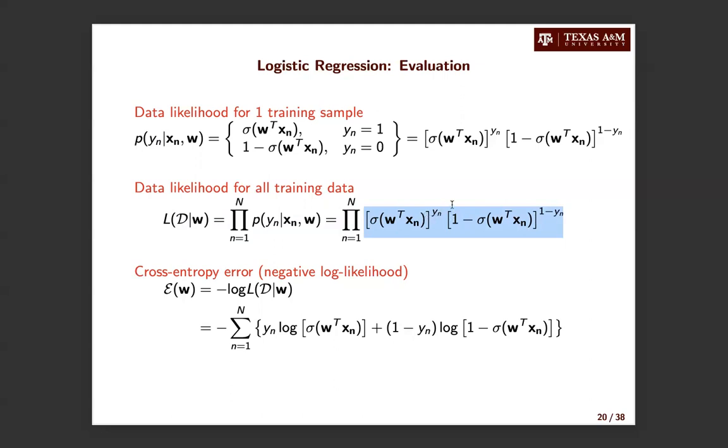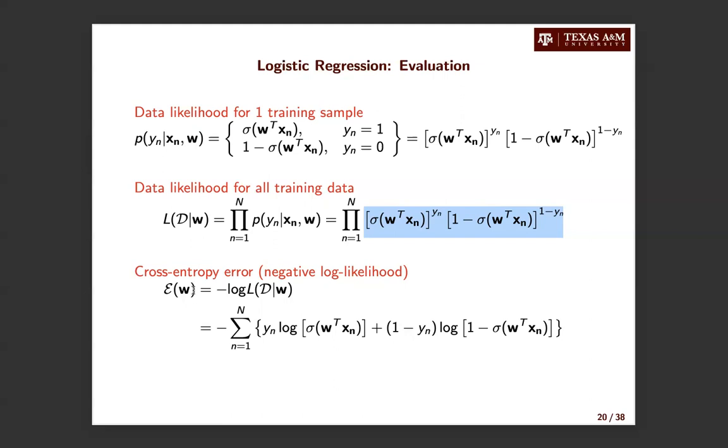Instead of trying to maximize this data likelihood, which computationally can be very expensive because we have these exponential terms here, what we can do is maximize the log likelihood or minimize the negative log likelihood. The negative log likelihood is referred to as cross-entropy error, and this is what we are going to actually minimize.